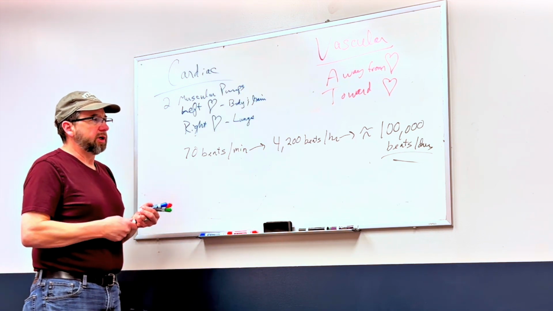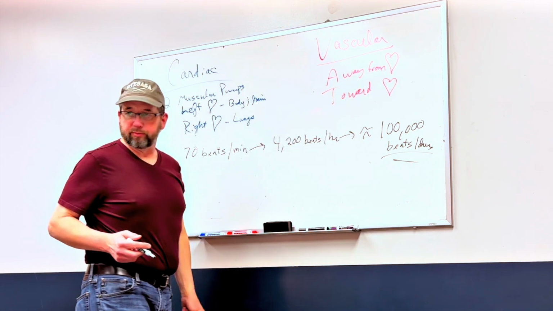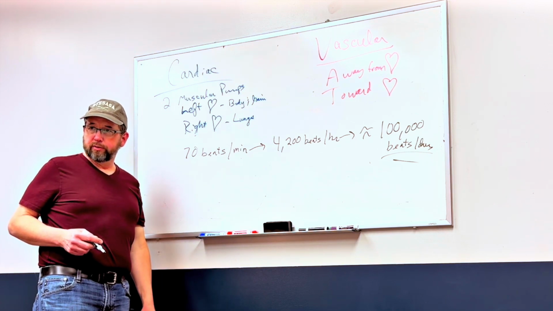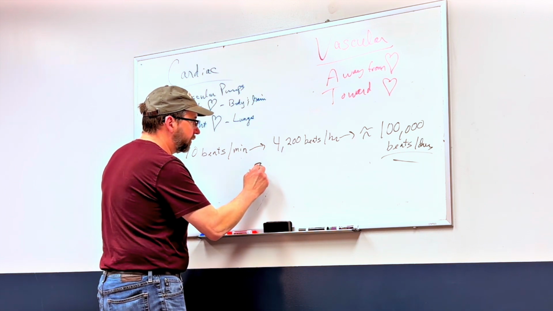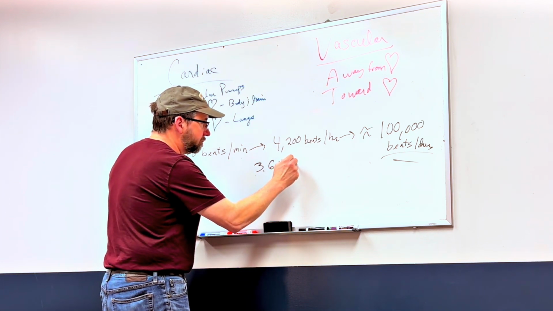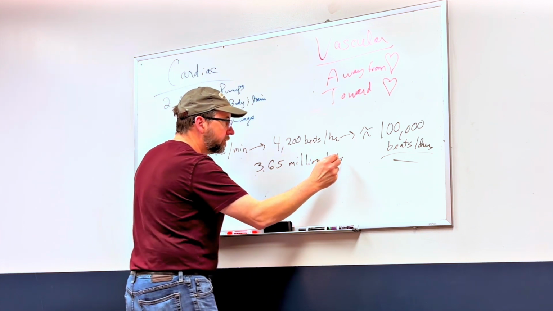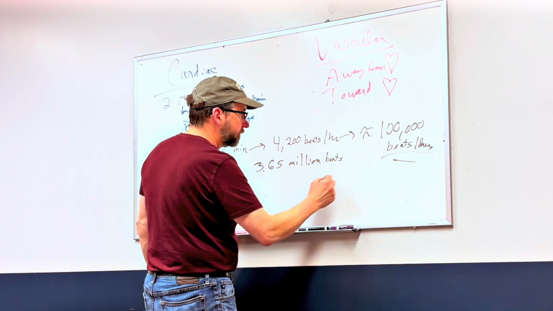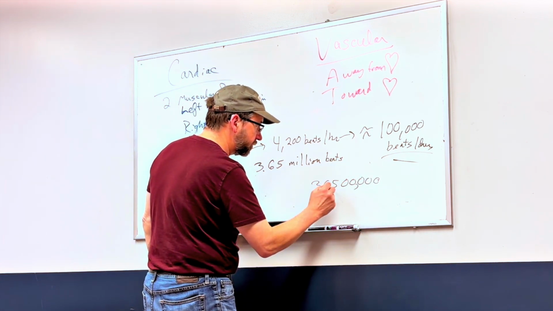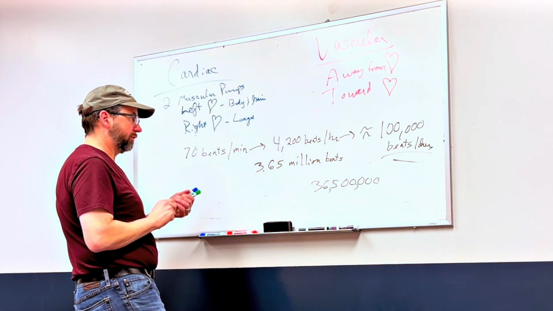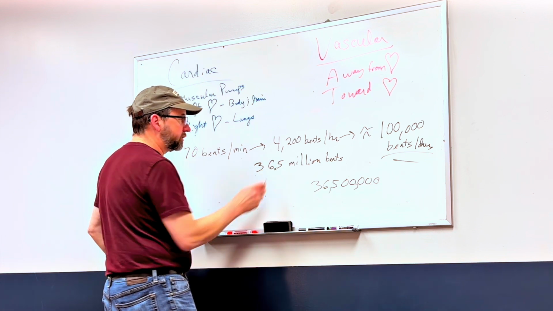So how many days are there in a year? 365. Right, so what's 365 times 100,000? 3.65 million, I think. Am I doing my math right here? Well, you just add the zeros to 365. So add 5 zeros to 365. Oh, it's 36 million. There you go. I was off by a factor of 10. So 36 million beats a year.